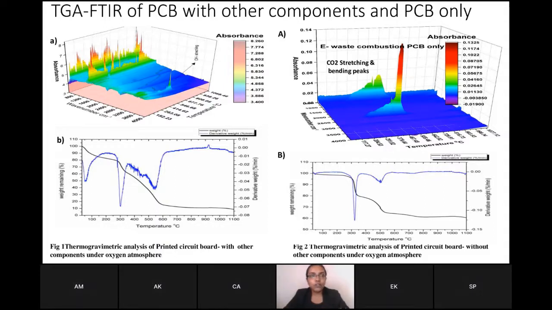And what we found was, in this one, the absorption values were very high. It was up to 8, which indicates that there are multiple compounds getting released. While when we burnt the printed circuit board alone, we found only CO2 peaks coming up, and it was not really crossing even 1.